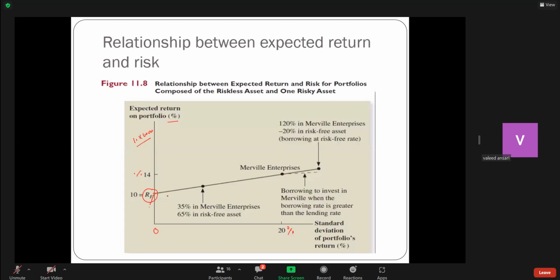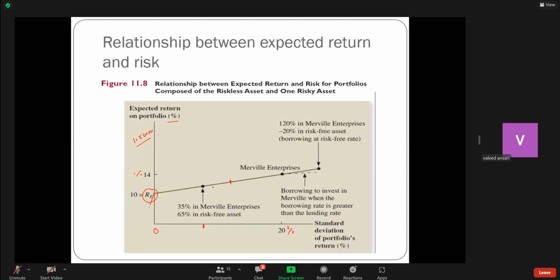Now one can combine 50-50, for example, so it will be somewhere here, with 50% in risk-free and 50% in the risky asset. We have taken the example of 35 and 65. The more you invest in risky, the nearer you will be to this point. The more you invest in risk-free, the nearer you will be to this point. For example, at 35, it will be some point here. Here will be the return corresponding to what we calculated, and corresponding to this will be the risk. So this provides a relationship between risk and return.